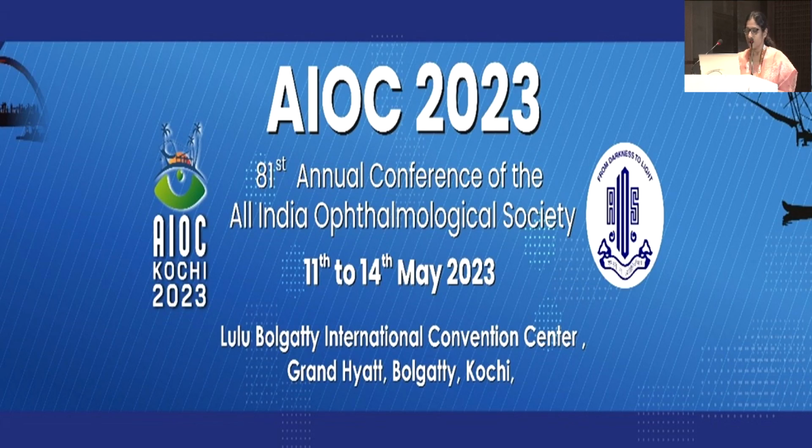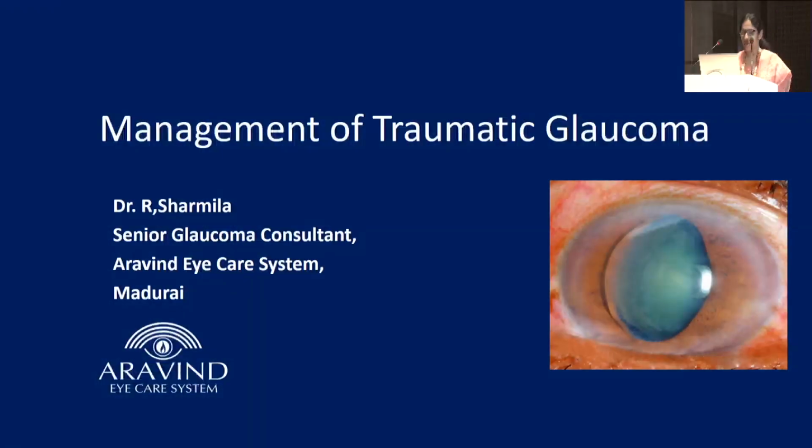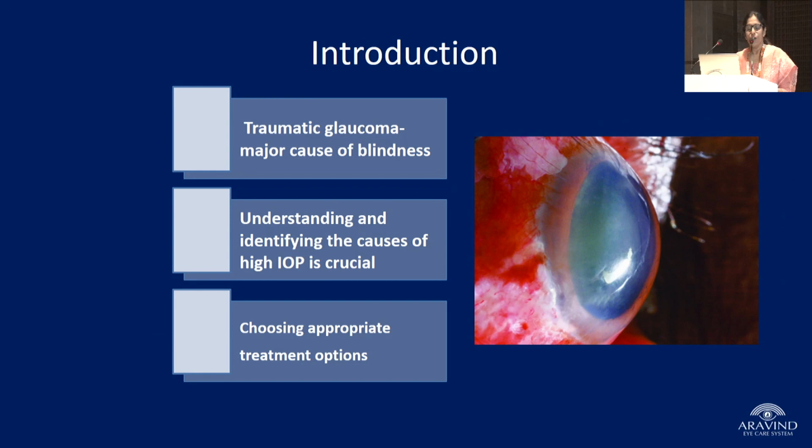So for the next few minutes, I'm going to be talking about the management of traumatic glaucoma. We all know that traumatic glaucoma is one of the major causes of blindness. It is important to understand and identify the causes for high intraocular pressure, because if you understand the causes, it is easier to choose the appropriate treatment options.